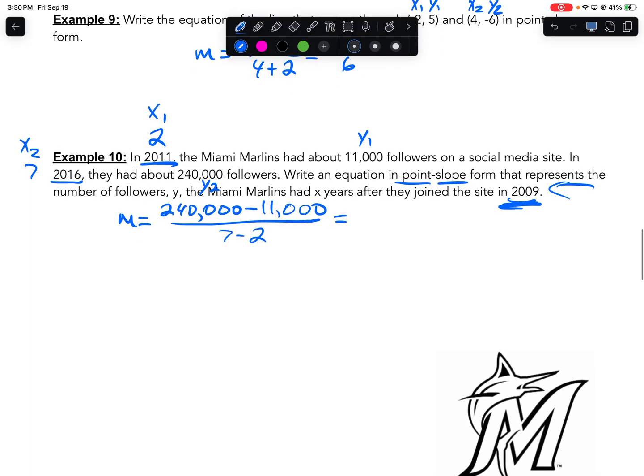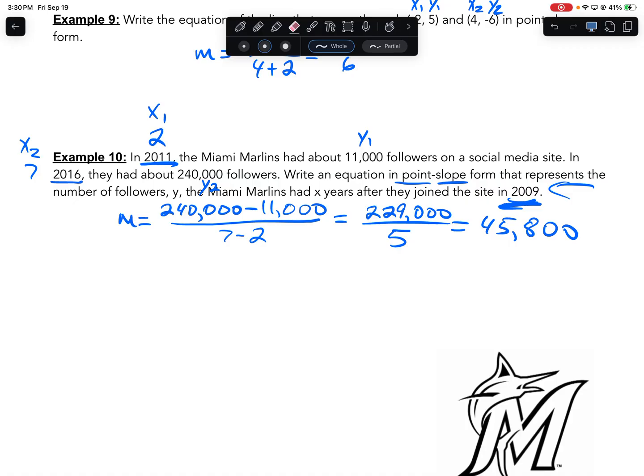So 240,000 minus 11,000 is 229,000. 7 minus 2 is 5. That divides equally into 45,800, I think. Let me double check. Yeah, 45,800. So here's my question to you, and this is a good question to ask on a test. What does that number mean, 45,800? It's a slope, but what does a slope mean?